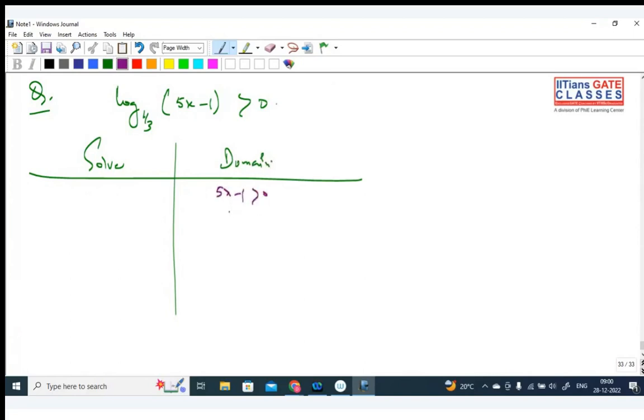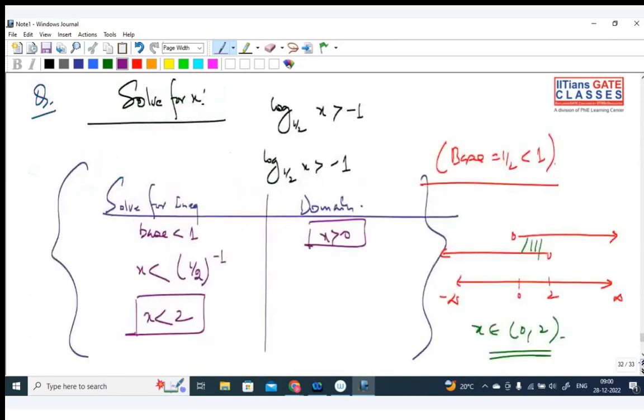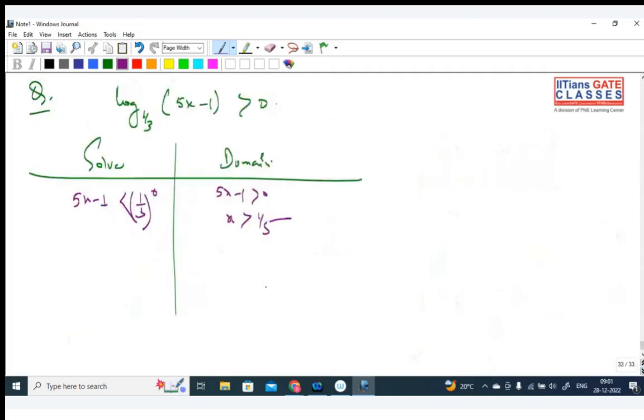And in this case, 5x minus 1 will change the inequality, because here the base is less than 1, so greater will now become lesser. Okay. I believe everybody is okay with this. Many people make mistakes here.